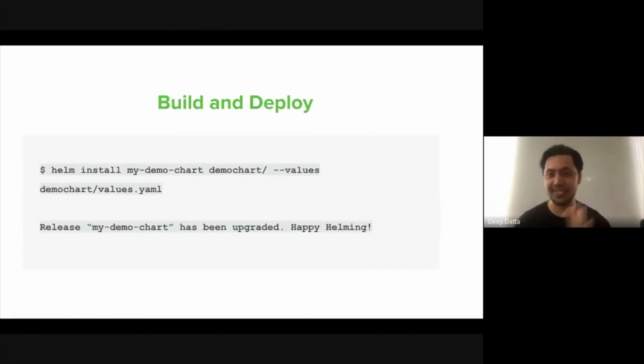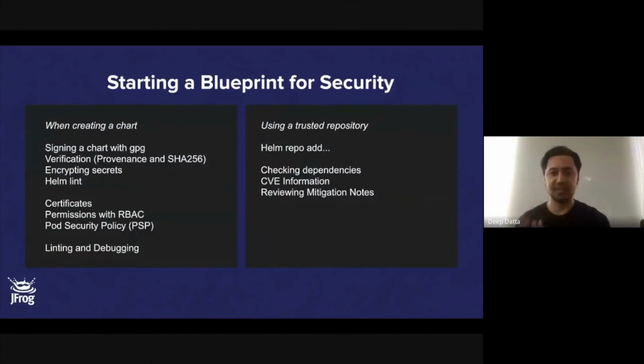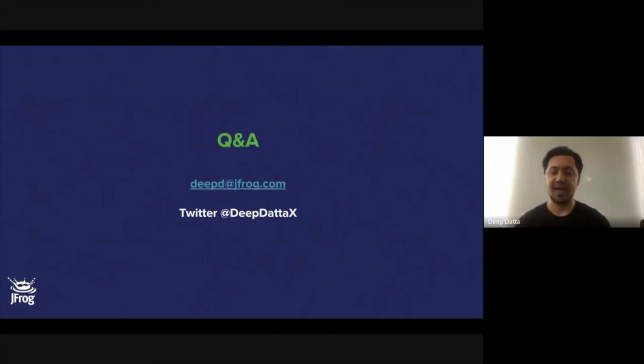I've got some notes about debugging, but what I really want to do is just wrap up and say that this is a great way to develop a blueprint for security in Helm charts. You can use ChartCenter as your trusted source of these charts. I showed you the security tab, and that is it.